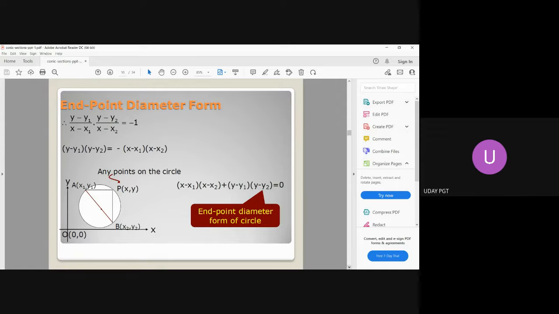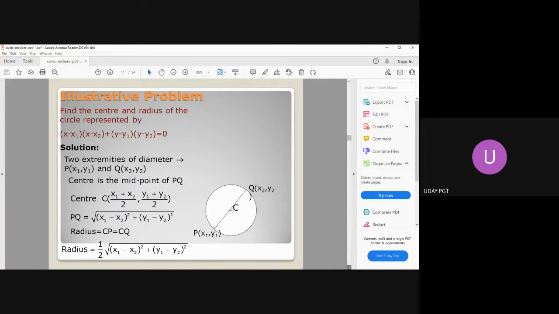Did you understand here? Only the endpoints of the diameter are given to you, endpoints (x1, y1) and (x2, y2), and the center is not given, and the equation of the circle you need to find. Then the equation of the circle, when the two points are given, is (x minus x1)(x minus x2) plus (y minus y1)(y minus y2) equals 0.